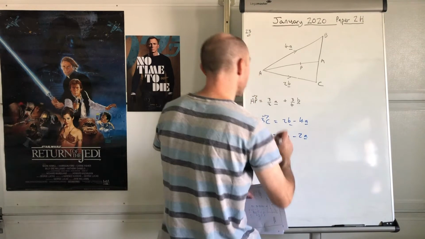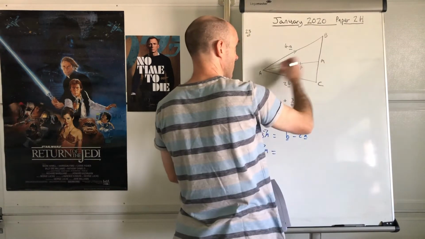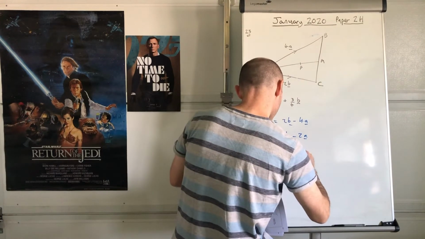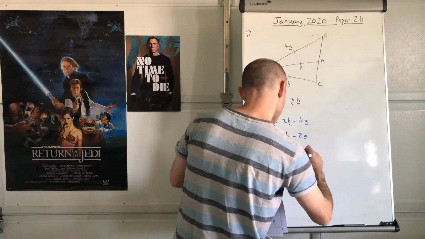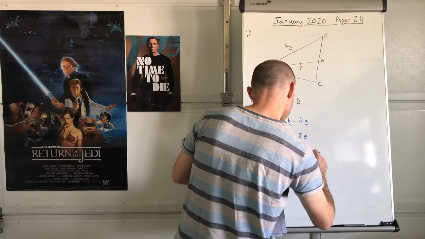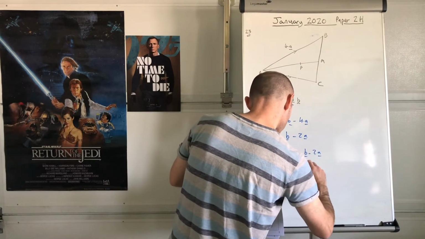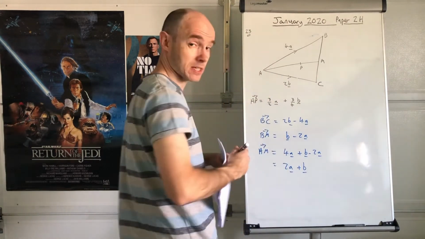A to M is that plus that. So that is 4a, and then what we just had was b minus 2a. Combine it: 4a minus 2a is 2a, plus b. So you've got AM is 2a plus b.